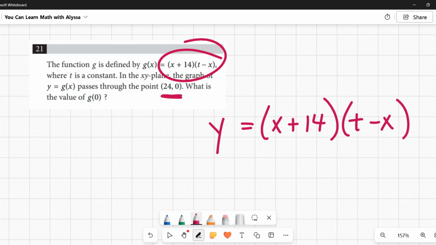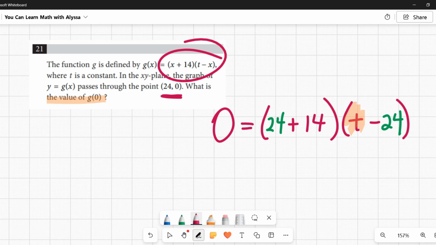So I can plug in 24 for x and 0 for y, and then I will be able to solve for t. And then we'll move on to what's the value of g of 0. But first I have to know what t is. So if x is 24, I'm going to put 24 in both of those. And I know that that equals 0.